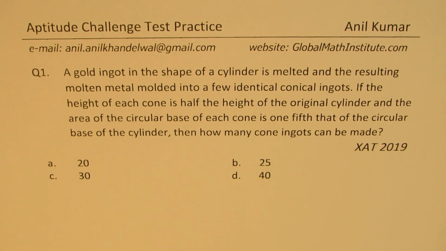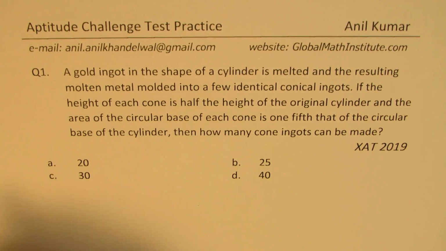A gold ingot in the shape of a cylinder is melted and the resulting molten metal molded into few identical conical ingots. If the height of each cone is half the height of the original cylinder and the area of the circular base of each cone is one-fifth that of the circular base of the cylinder, then how many cone ingots can be made? Right? So the concept here is that the volume remains same. We have to find the number of cone ingots. You can always pause the video, answer this question, and then look into my suggestions.